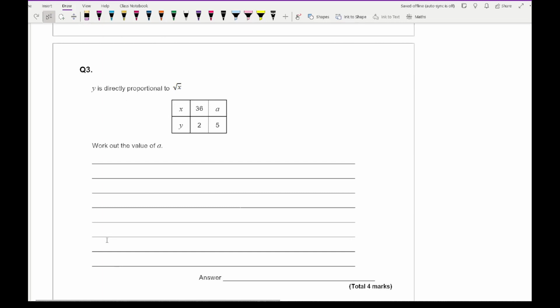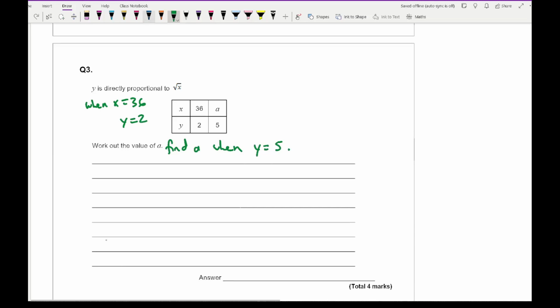Then moving on to question 3, it says y is directly proportional to the root of x. Work out the value of a. Now sometimes direct proportion questions are written in a table form, but basically what this is saying is when x equals 36, y equals 2. And it's basically saying find a when y equals 5.